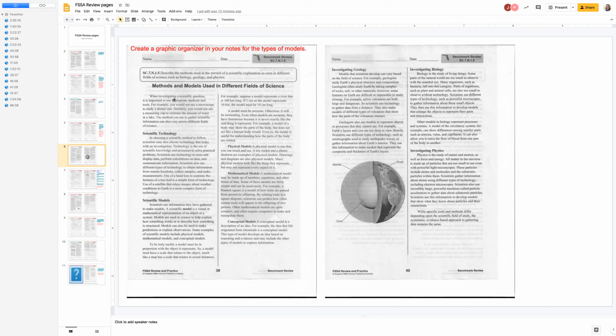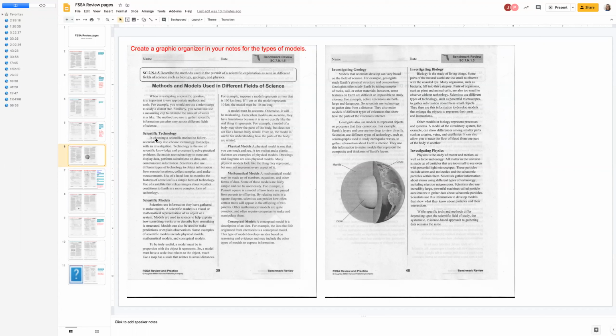When investigating a scientific question, it is important to use appropriate methods and tools. For example, you should not use a microscope to study a distant star. Oh, you would not use a microscope to study a distant star. Similarly, you would not use a measuring cup to estimate the amount of water in a lake. The method you use to gather scientific information can also vary across different fields of science.